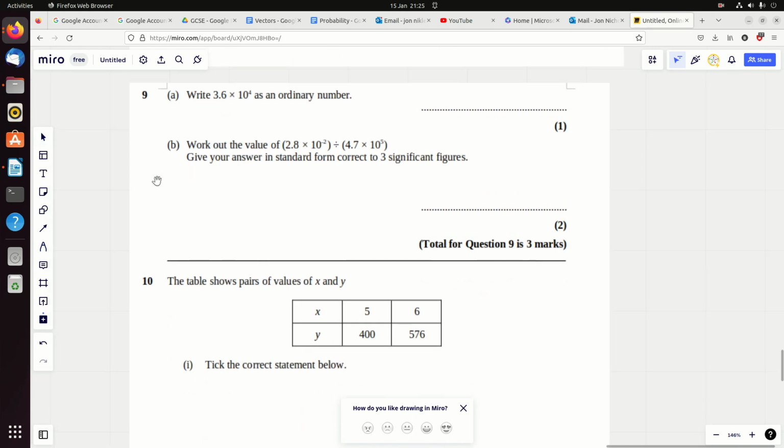Same with 9. This was quite nice. It got a bit easier here. So times that by 10 four times. Right. 36 is once. 360 is twice. 3 times, 4 times. Cool. Okay, this one. Right. I'm just going to type it into my calculator.